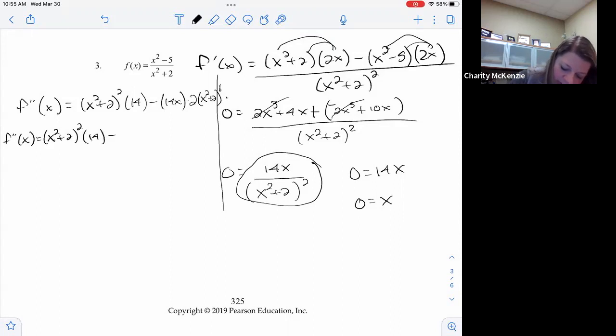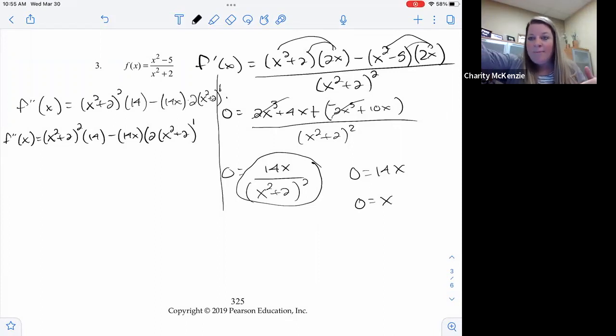We need room for this so you can see it. It's ugly. So I'm bringing the 2 down out front, keeping everything the same, bringing that to a 1. So that's the big picture, right? 2 comes down, drop 1, keep everything the same, but I have to times it by the derivative of the inside. The derivative of the inside is 2x.